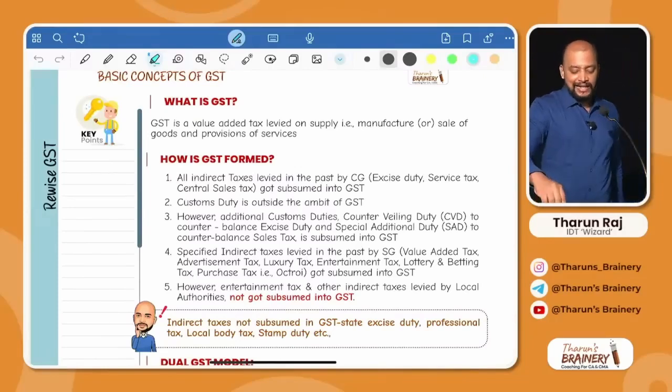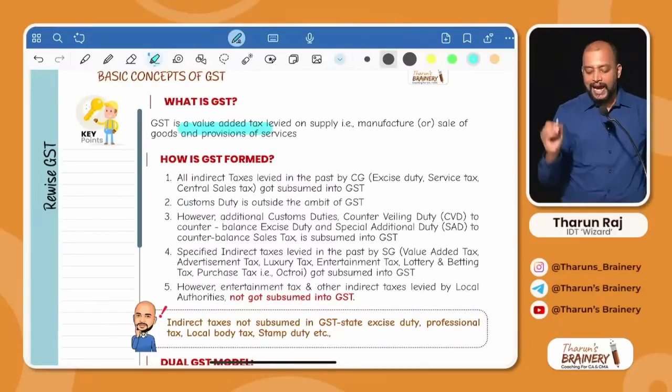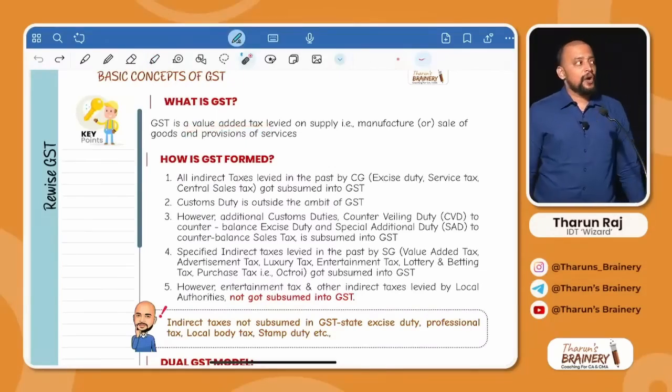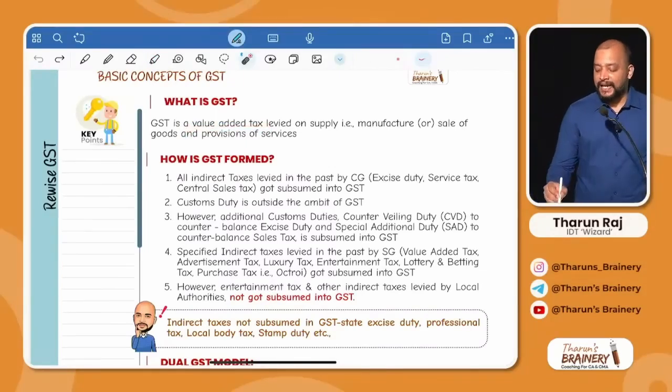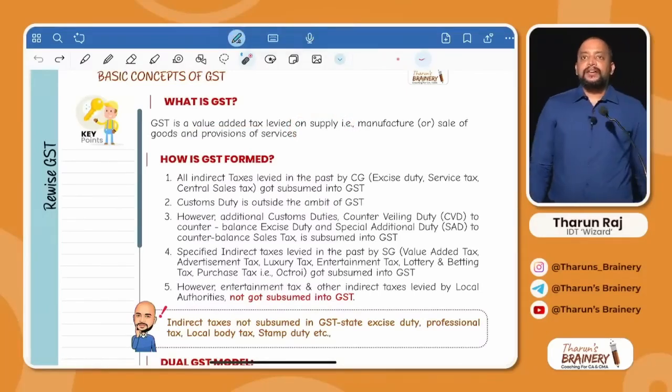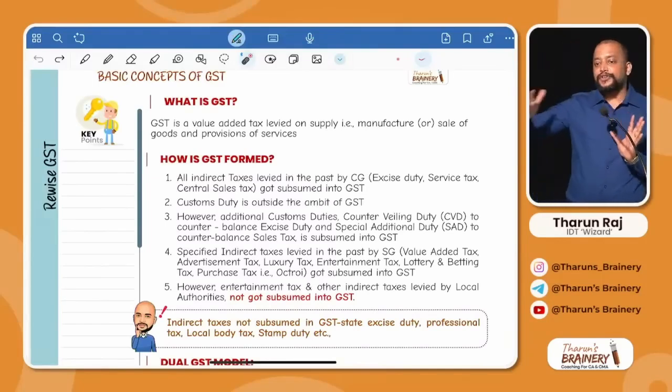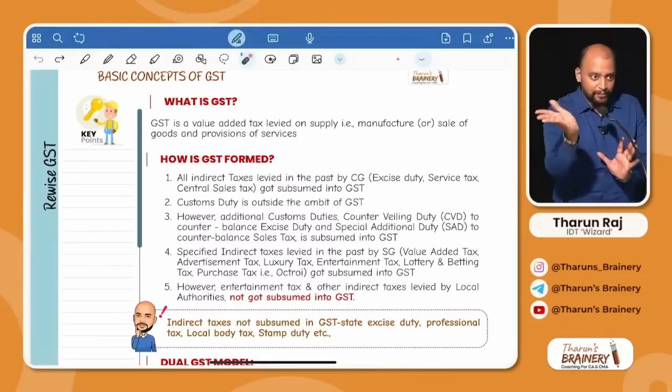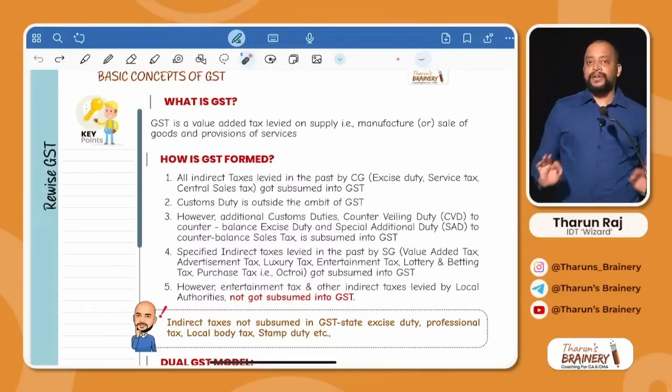Okay, you can see there: GST is a value added tax, levied on what? Levied on supply. Supply is the taxable event under GST. So what does supply mean? This is a chapter which we are going to learn next. The next chapter is supply, but supply is the taxable event.